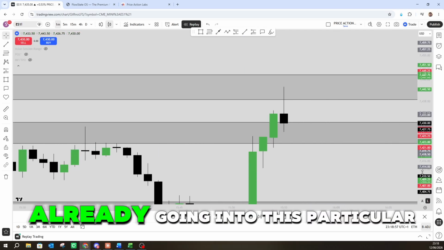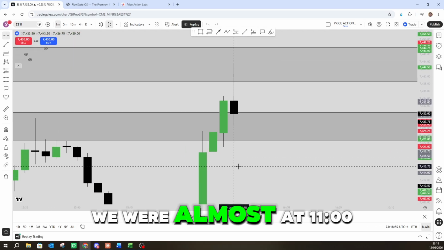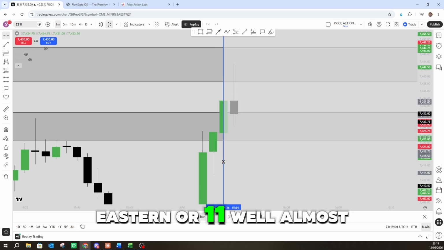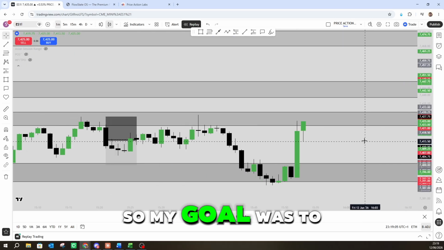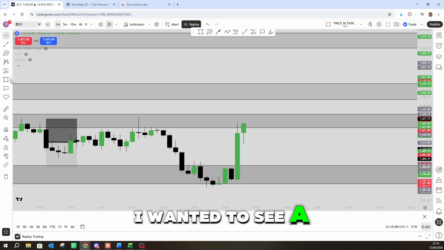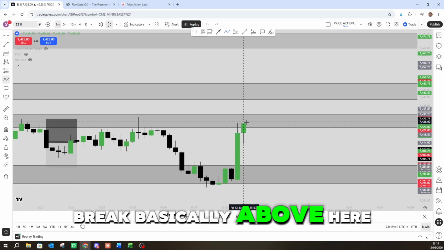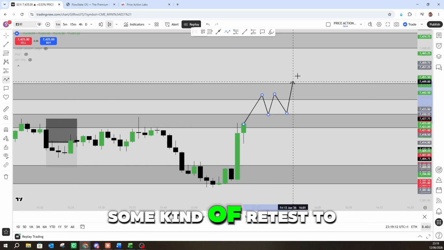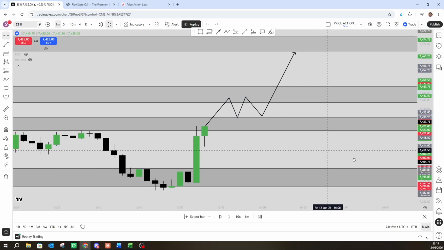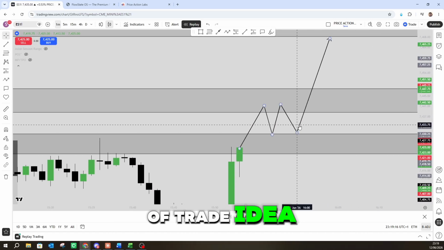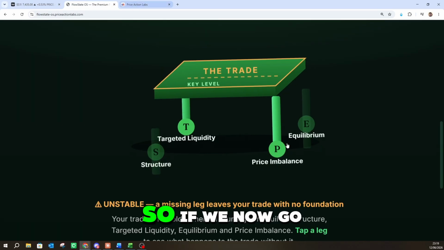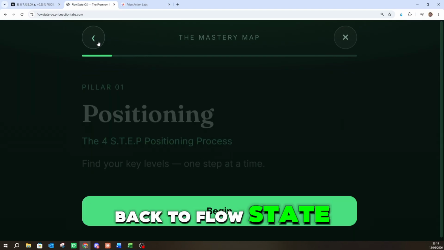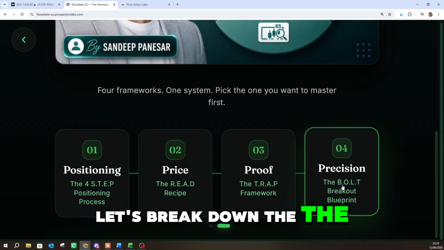So already going into this particular trade, we were almost at 11 o'clock Eastern, 10:55 Eastern. My goal was I wanted to see a break, basically, above here, and I wanted to see some kind of retest to target here. This was my sort of trade idea. This is how I was looking at the trade. So if we now go back to flow state, let's break down the precision entry.